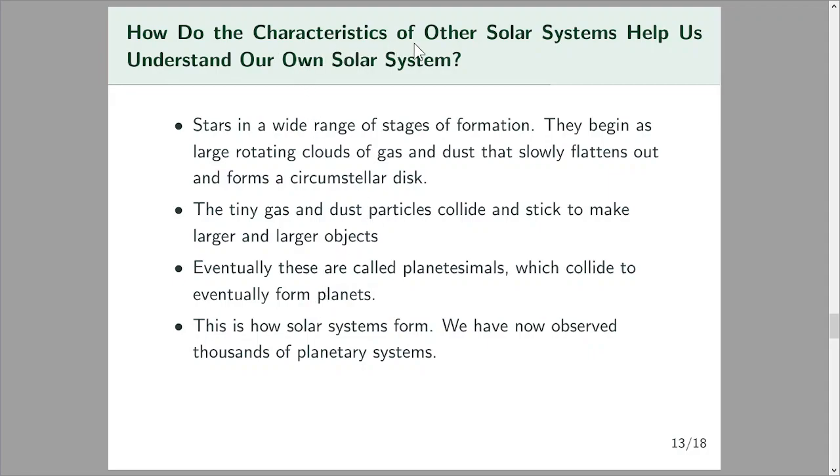How do the characteristics of other solar systems help us understand our own? We see stars in a wide range of stages of formation. We can look at stars just in our neighborhood, but really all over. We've got pretty good telescopes. And they begin, just like I said, as large clouds of gas and dust that slowly flatten out and form a disk. And then the tiny particles in there make larger and larger objects. That process, by the way, is called accretion, where planets are formed from small particles that accrete into larger particles.